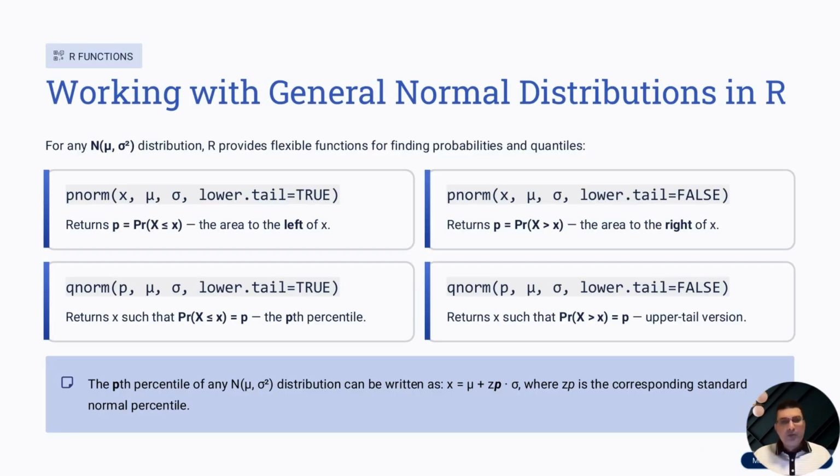In practice, we usually deal with general normal distributions, not just the standard one, and R makes this really easy. If you want the probability that X is less than or equal to some value x, you use pnorm(x, mu, sigma, lower.tail = TRUE). If you want the probability that X is greater than x, you just set lower.tail = FALSE. And if you're going the other direction, finding a value given a probability, you use qnorm. For example, qnorm(p, mu, sigma) gives you the value x such that the probability up to x is p. Conceptually, it's the same as taking the mean and adding a multiple of the standard deviation.